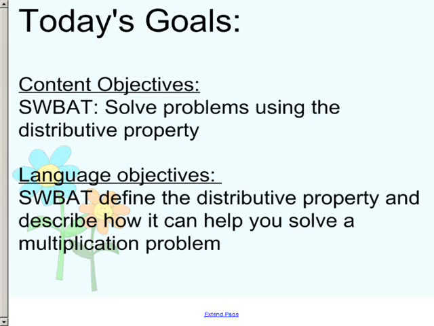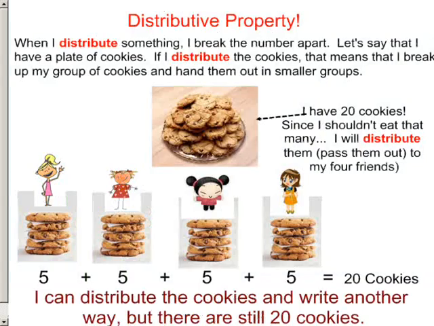Alright, today students will be able to solve problems using the distributive property, and students will be able to define the distributive property and describe how it can help you to solve a multiplication problem. So let's get started. Here's just kind of a fun slide to help you remember what distributive means.